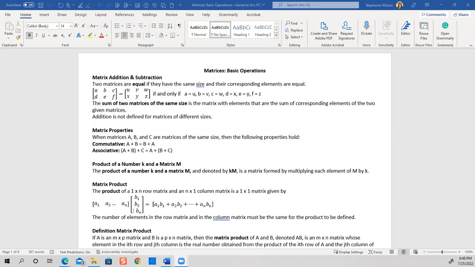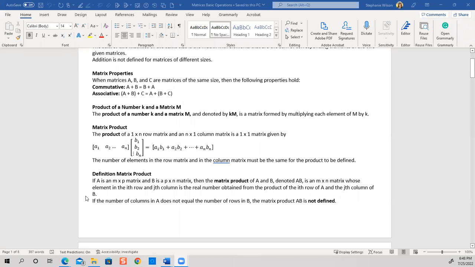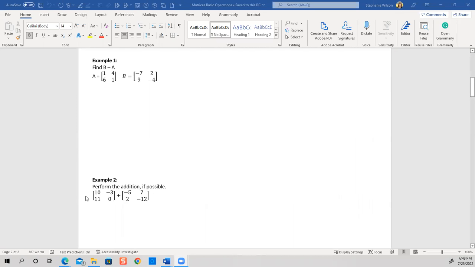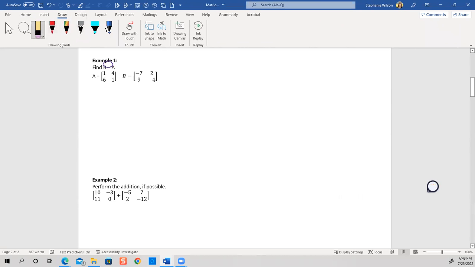Matrix basic operations. So take a moment to read this first page. Here's the bottom part. All right, let's get started. We're going to perform matrix operations using basic operations. This one says we're going to take matrix B and subtract it from A.